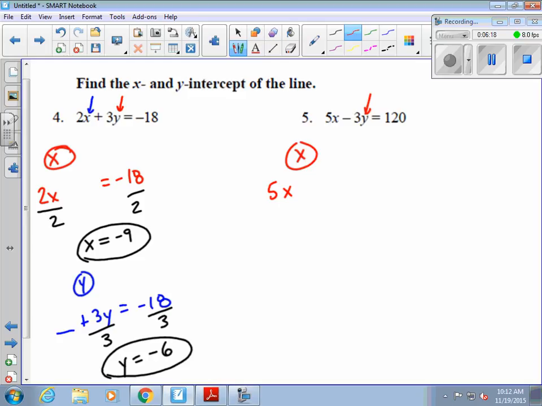The y is gone, and x is equal to 120 divided by 5. When you divide by 5, 5 goes into 12 twice, and there's 2 left over. 5 goes into 20 4 times. So your x-intercept is 24.